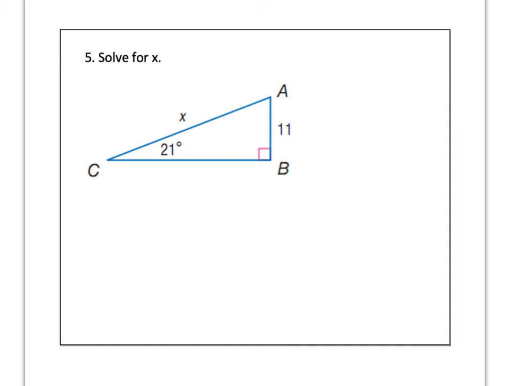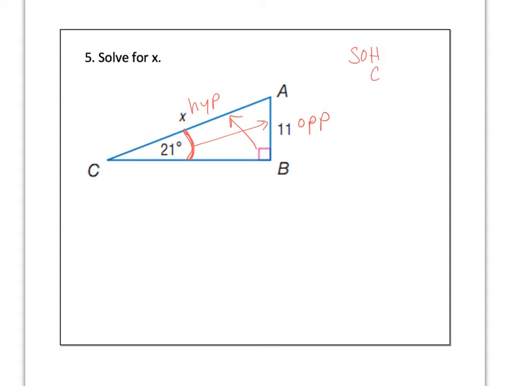Okay, on number 5, I'm going to teach you one more thing that's a little different with trigonometry. So it says solve for x. So this is not going to be an inverse because we're not solving for an angle. But here is our angle, and we start the same way. We see across here is our opposite side, and then the x is across from the 90. So that's your hypotenuse.